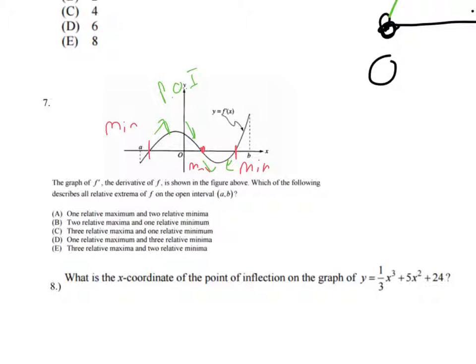So now looking at the answers. A, 1 relative maximum and 2 relative minimum. Because we have 1 max and 2 minimums.